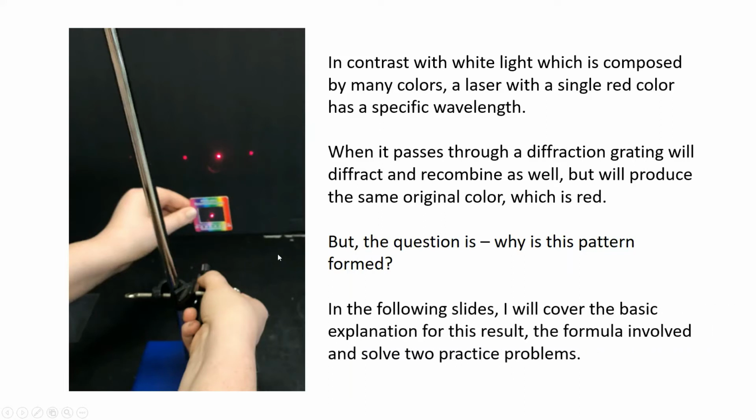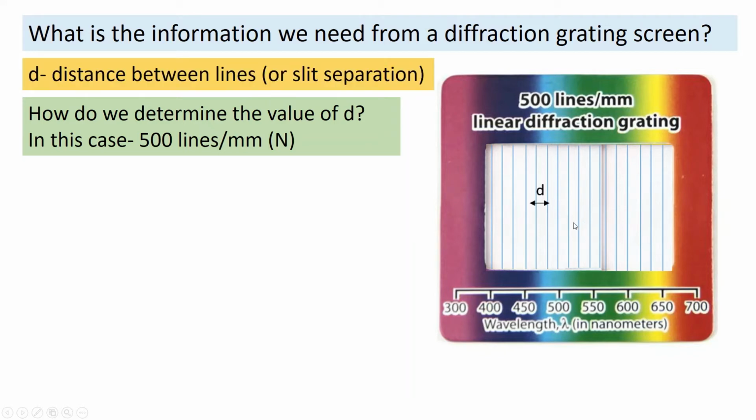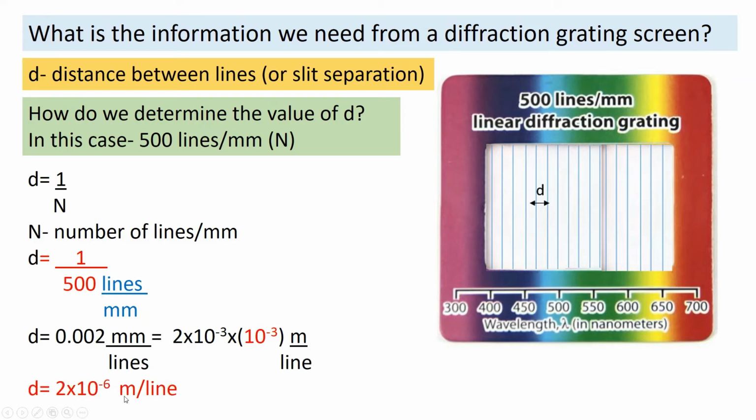In the following slides, I will cover the basic explanation for this result, the formula involved, and solve two practice problems. So what is the information we need from a diffraction grating screen? We need the distance between lines or slit separation. How do we determine the value of d? In this case, it's 500 lines per millimeter. So d is the inverse of this, n, which is the number of lines per millimeter. When we flip the units and solve for 1 over 500, we have 2 times 10 to the minus 6 meter per line.